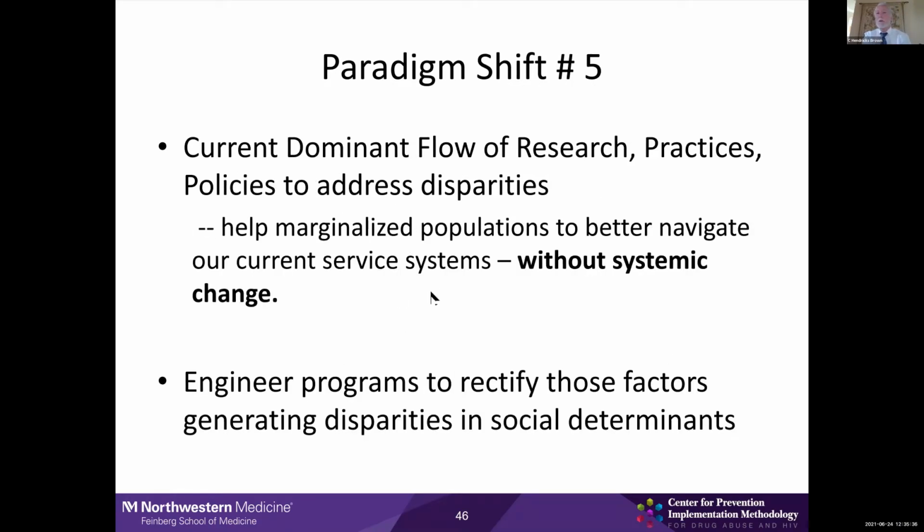And it's even a bit worse than this one. The current dominant flow of research practice and policies to address disparities certainly is emphasizing the identity of the disparities, not the solutions of those. And when we do look at this one, many of the interventions that we've done so far are ones to help marginalized populations better navigate our current service systems without really dealing with systemic change. We need to really think about rethinking how do we engineer programs that rectify those factors that actually generate the disparities in social determinants themselves.